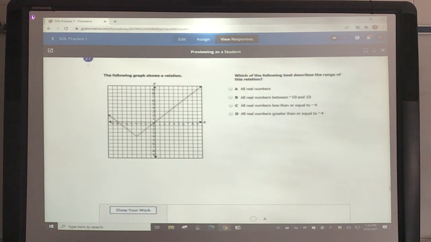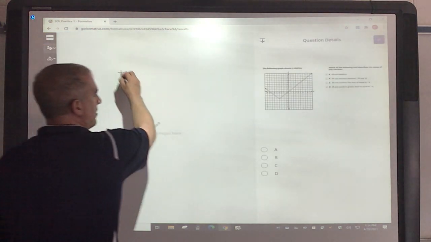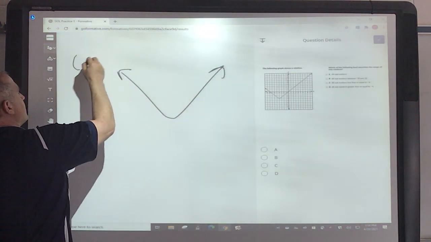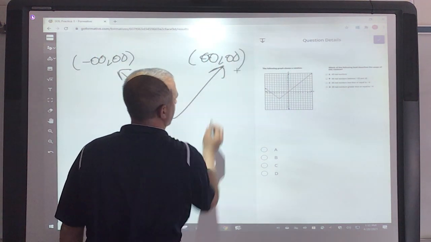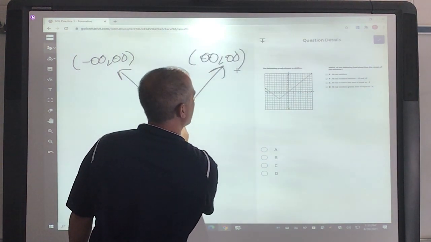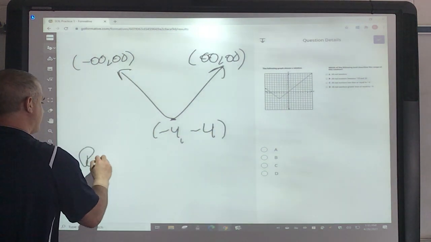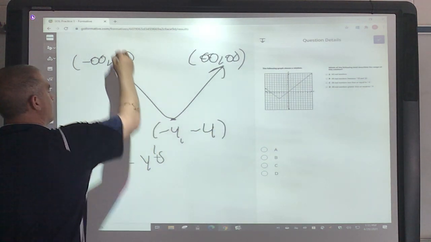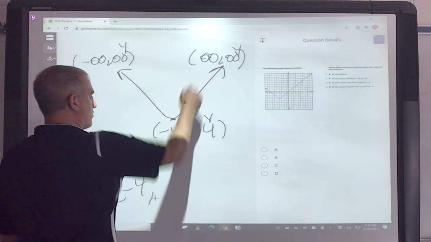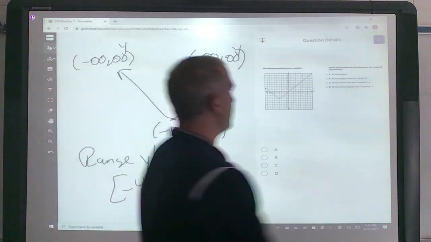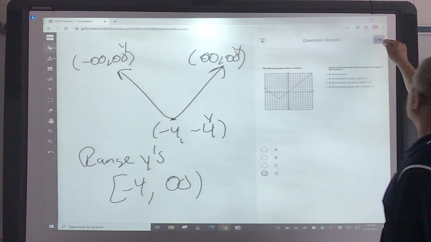Okay? Which relation best describes the graph of the range? Okay, remember, when we label this, this is negative infinity, infinity. This would be like -4, -4. Now, range is y's. So y, y, y. Smallest one would be -4. Biggest one would be infinity. So that's got to be all greater than or equal to -4. So that'd be answer D.